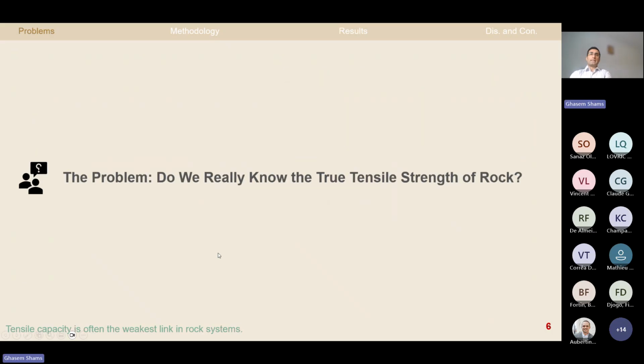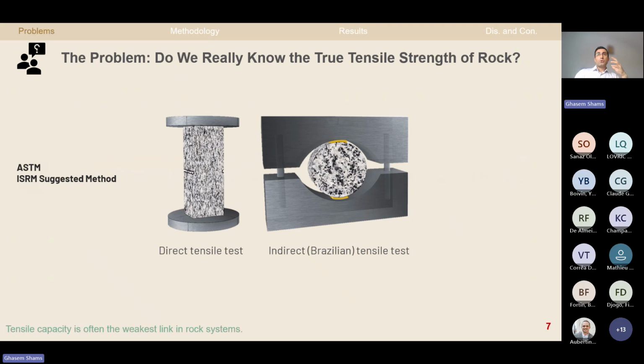But the question is, do we really know the true tensile strength of a rock? To answer this, we have to go to practice. Naturally, we rely on laboratory tests to quantify or determine the tensile strength of materials. In practice, we mostly depend on these two testing methods: the direct tensile test and the indirect or Brazilian tensile test, which we sometimes call the Brazilian splitting tensile test.